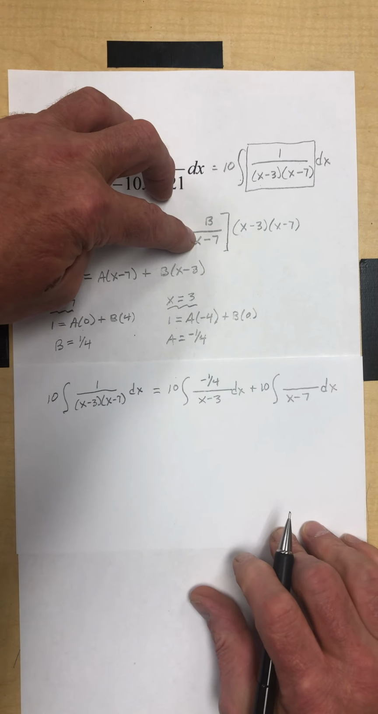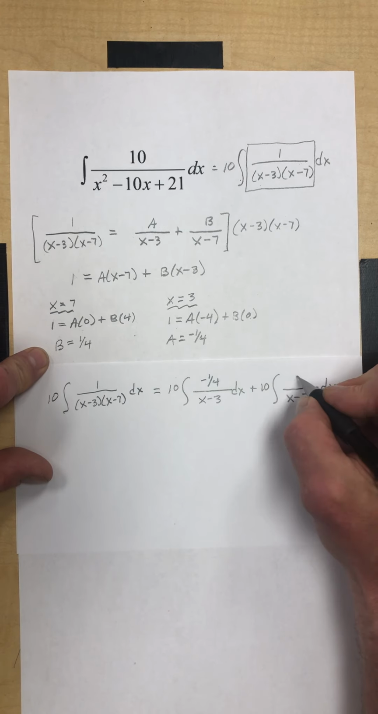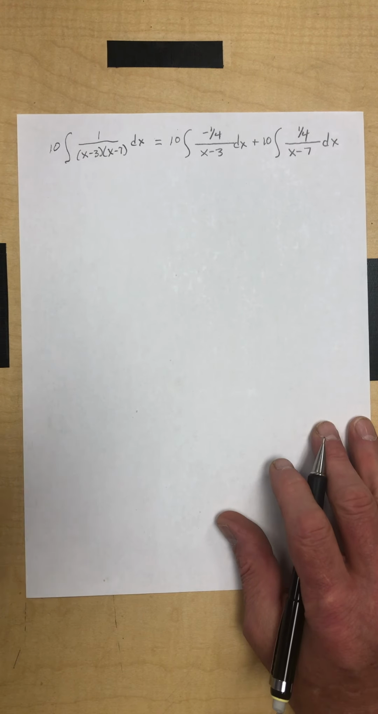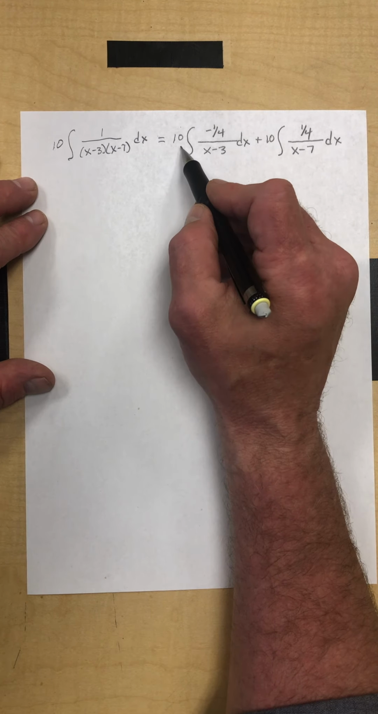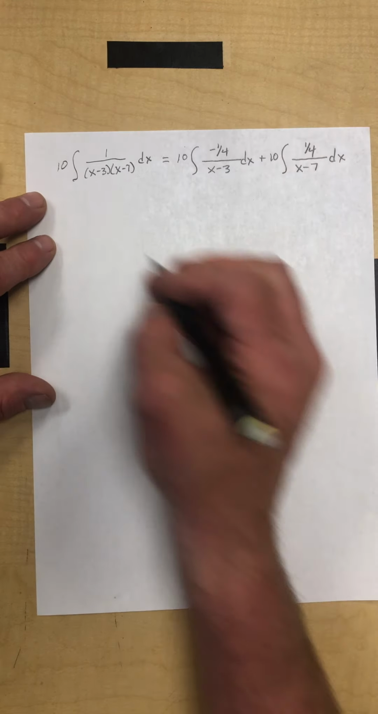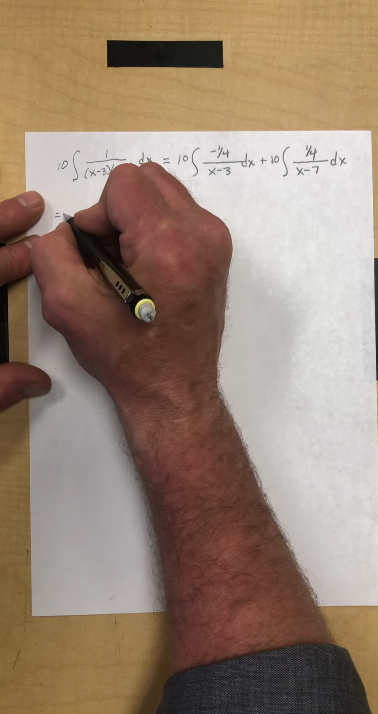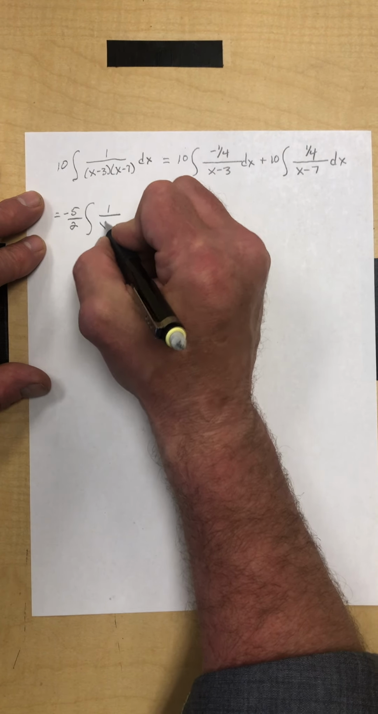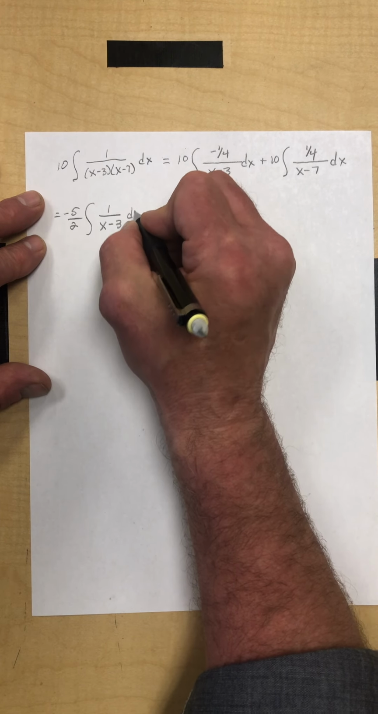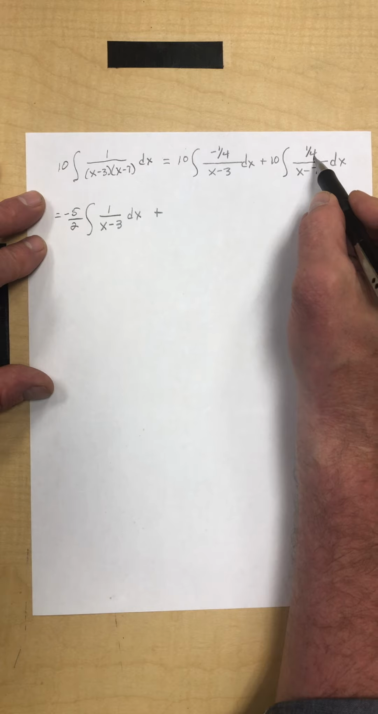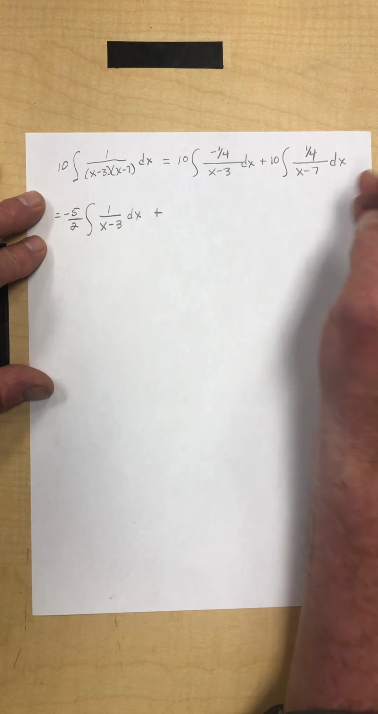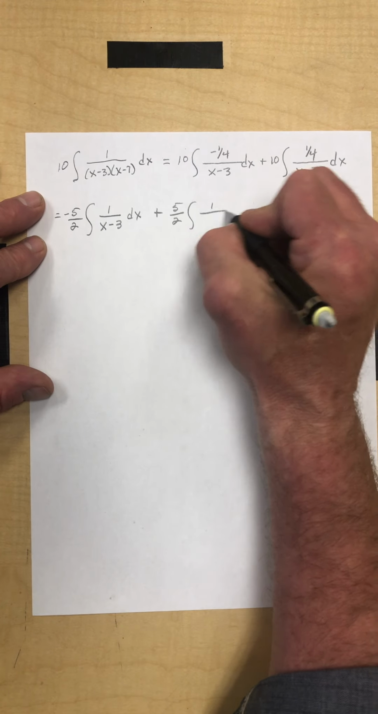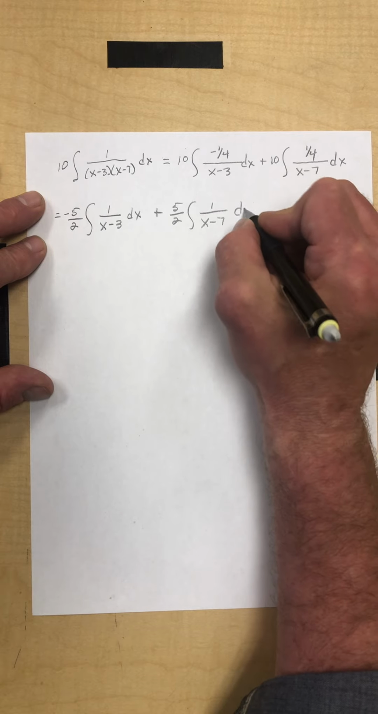I put the b over x minus 7, and the b is 1/4. So we got everything we need there. Okay, this is a constant multiplier, so I'm going to pull it out front. So 10 times a negative 1/4 gives me a negative 5/2, and I'd be left with 1 over x minus 3 dx. Plus, pull the 1/4 out, multiplied by the 10, so 10/4 goes down to 5/2. So 5/2 times the integral of 1 over x minus 7 dx.